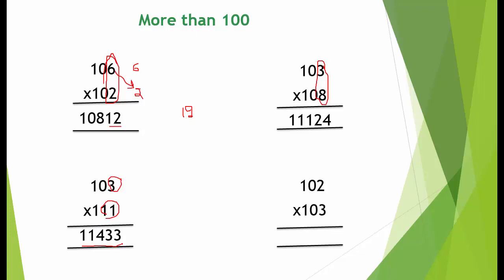In the next, 102 into 103. So on adding this will become 105, and on multiplying this is 06. So 10506 is the answer.